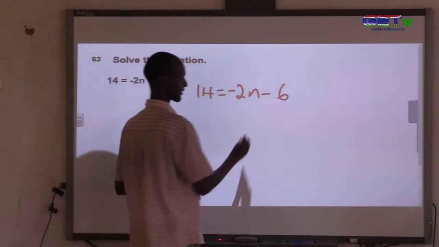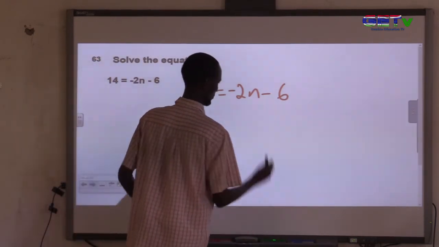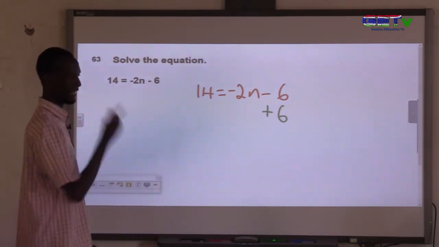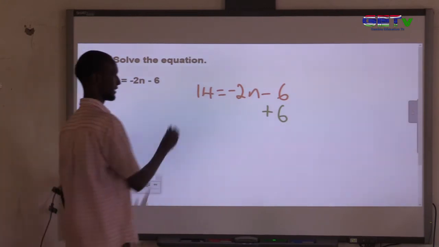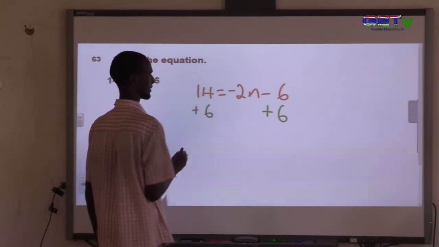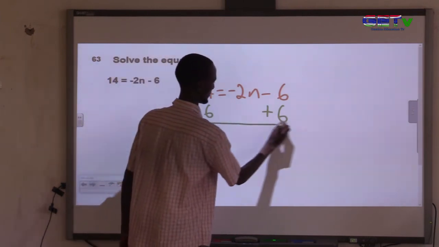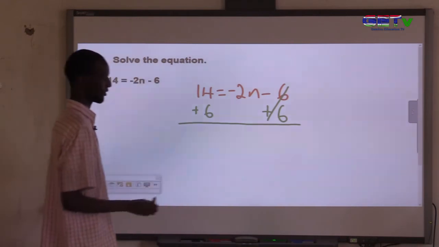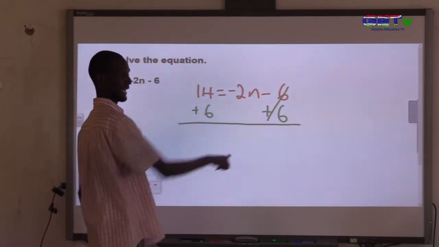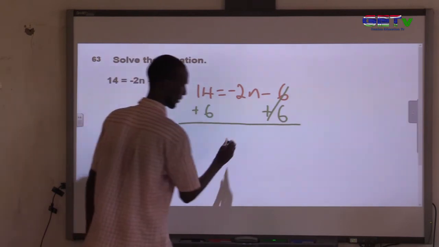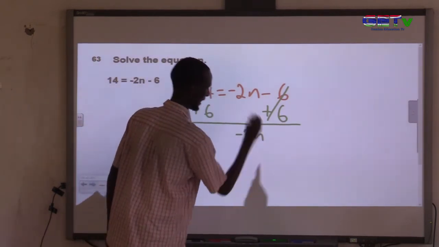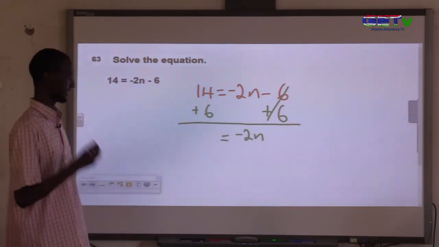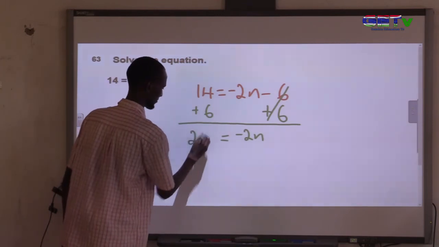So to undo the minus 6, we are going to add plus 6 to the right-hand side. If I add 6 to the right-hand side, I must add the same 6 to the left-hand side. Then the 6 will cancel out because negative 6 plus 6 again is 0. But the negative 2n is still on that side. So we bring it down. Negative 2n equals 14 plus 6, which will give us 20.